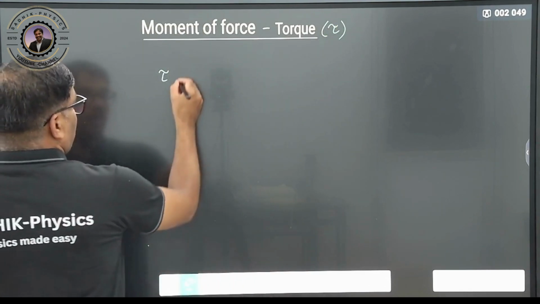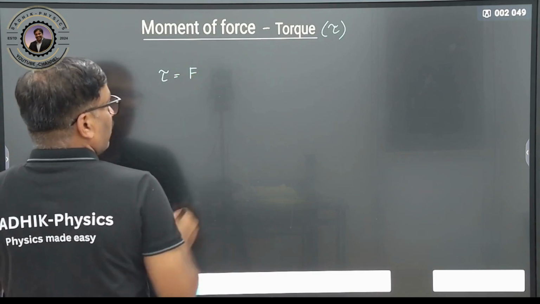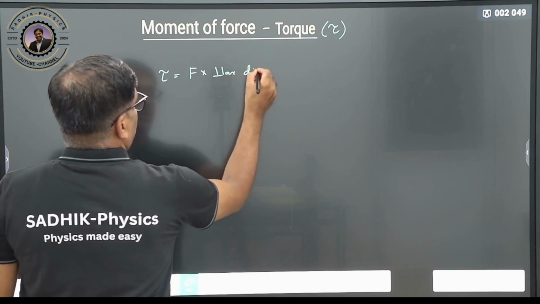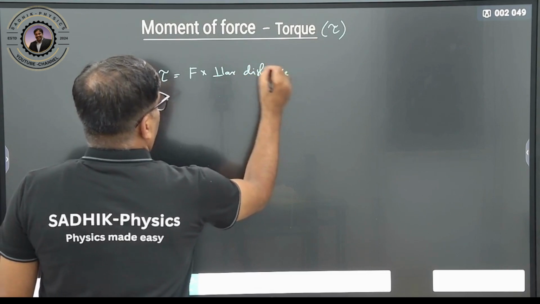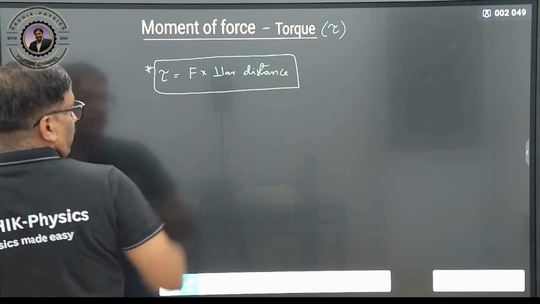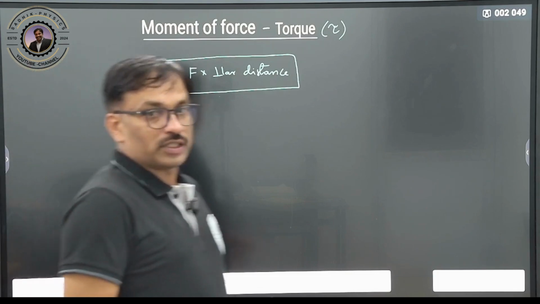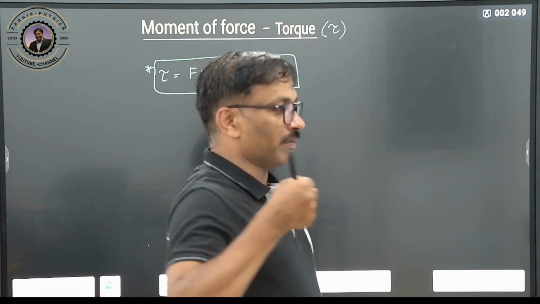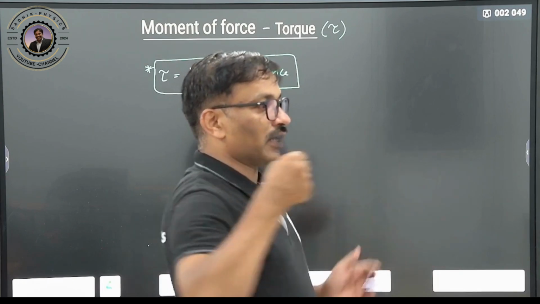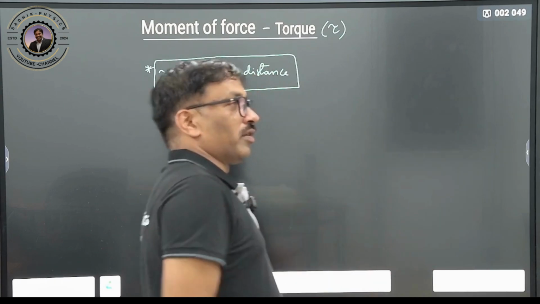So this torque can be defined as force multiplied by the perpendicular distance from the axis of rotation. Clear? So torque is defined as force into perpendicular distance. That means you need to exert the force on the door so that the door will be able to move.